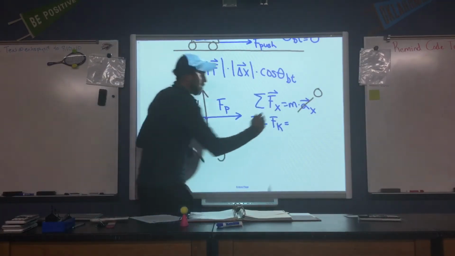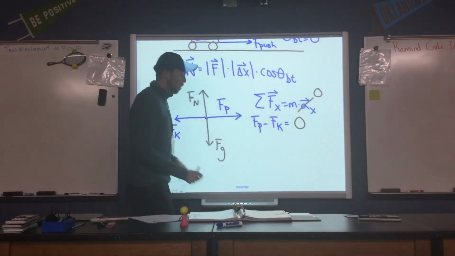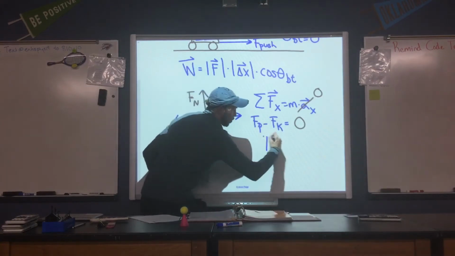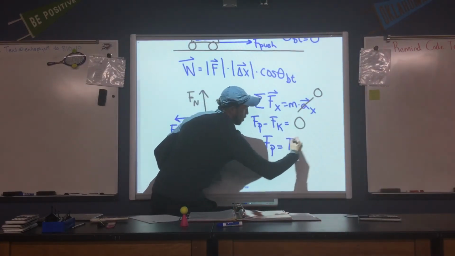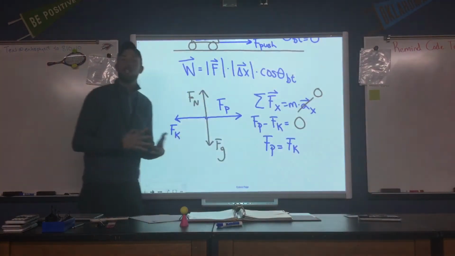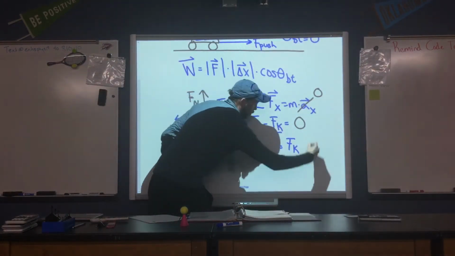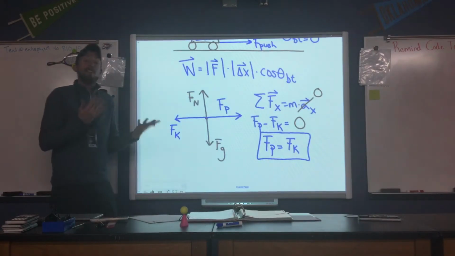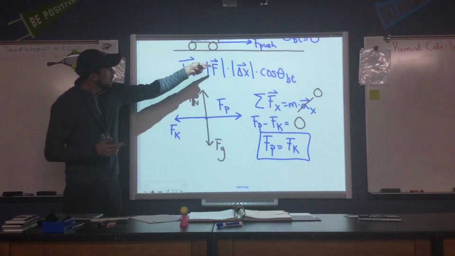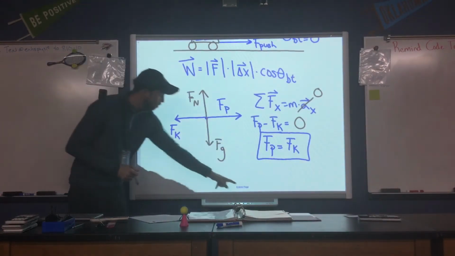So now I know that my sum of forces equals 0, which can then set up this relationship that our push force is equal to our force of friction, which is great because we have a way of calculating the force of friction. So now we have a way to find the force we need, which will go in our work equation.